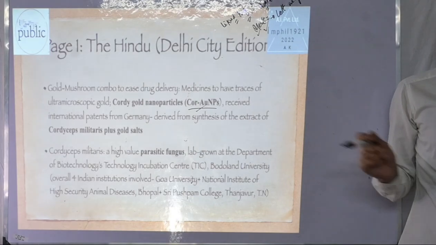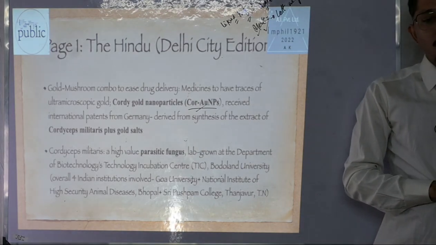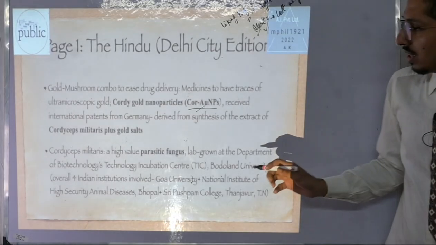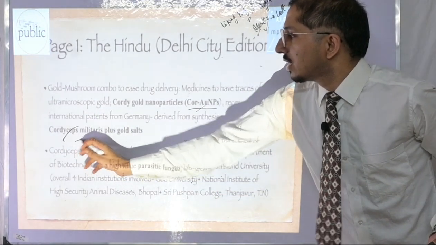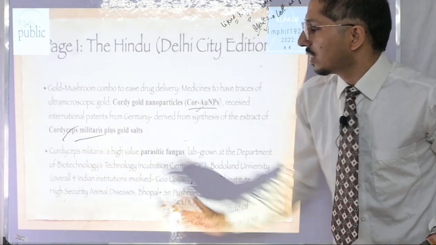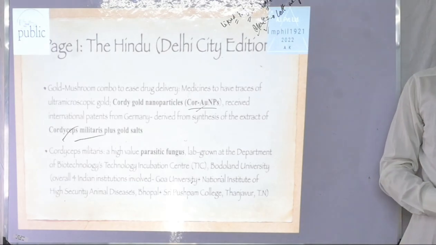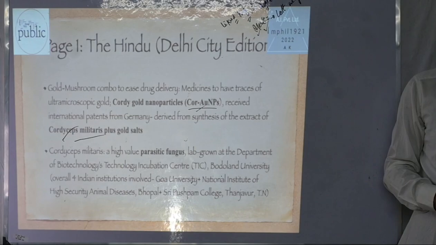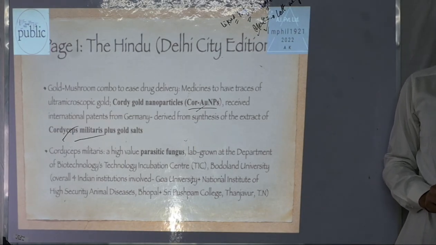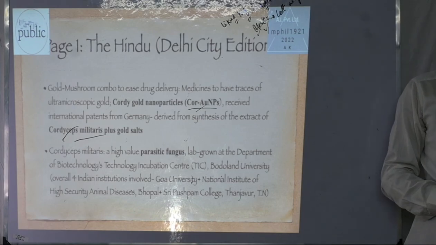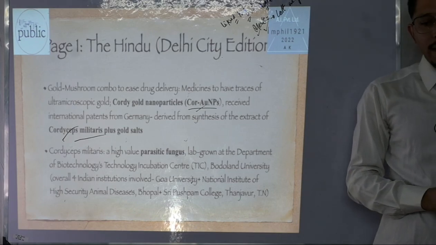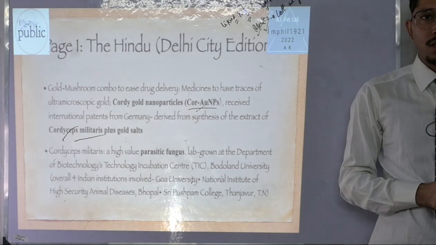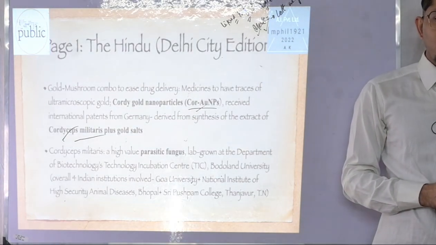It is derived from the synthesis of the extract of Cordyceps. Cordyceps militaris is a fungus, similar to a mushroom, plus gold salts. Salt is any sulfate component or compound of gold. So what is Cordyceps militaris? It is a high-value parasitic fungus which is lab grown at where? At the Department of Biotechnology in Bodoland University.